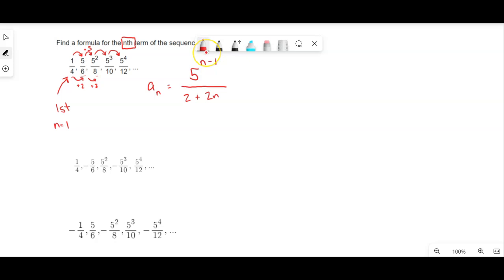Alright, in the last video we saw this was the sequence generating function for this particular sequence. But what if our original sequence had this alternating pattern of the signs?